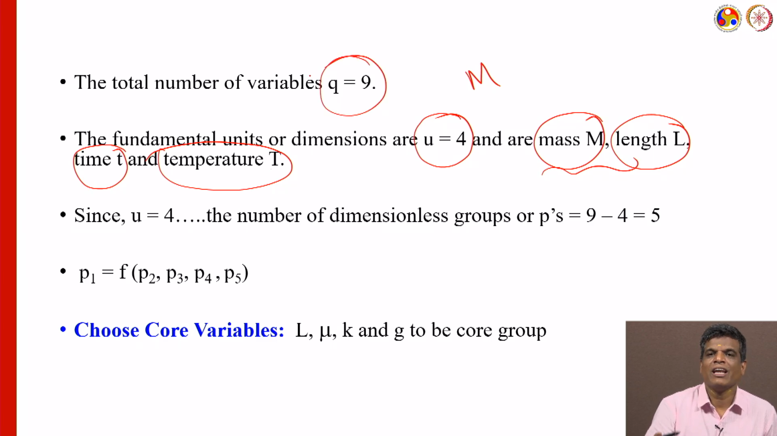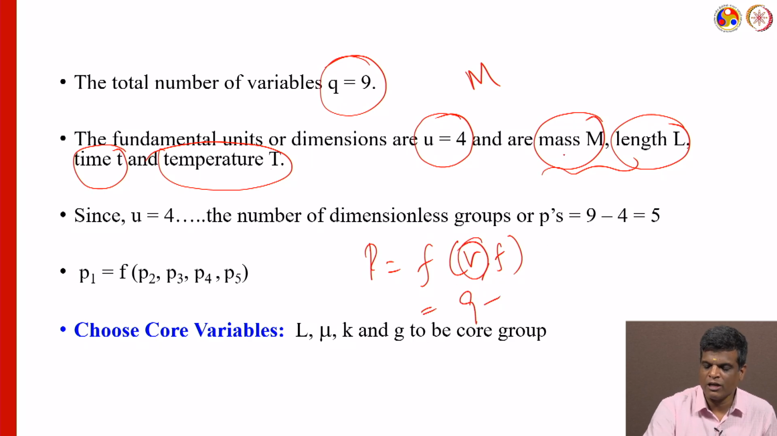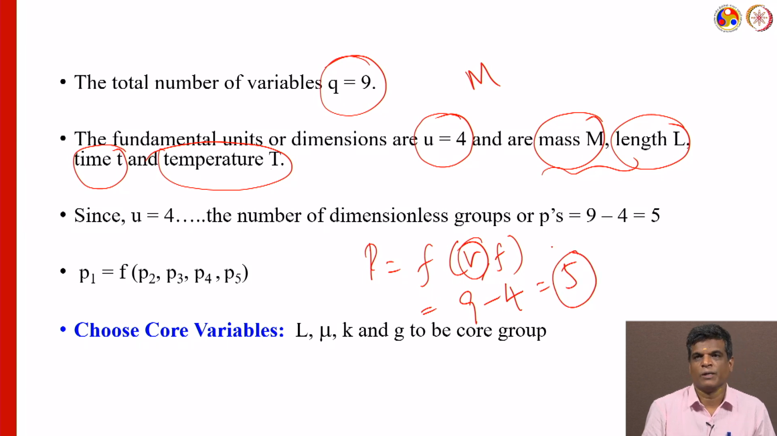So if you want to know how many dimensionless numbers, you can always write the P as a function of the variables minus the fundamental dimension units. Here, how many variables? 9 variables, the fundamental units here are 4. So we have to get 5 dimensionless groups here, then only we can solve, otherwise we cannot solve this one. So minimum we have to get 5 dimensionless groups here.